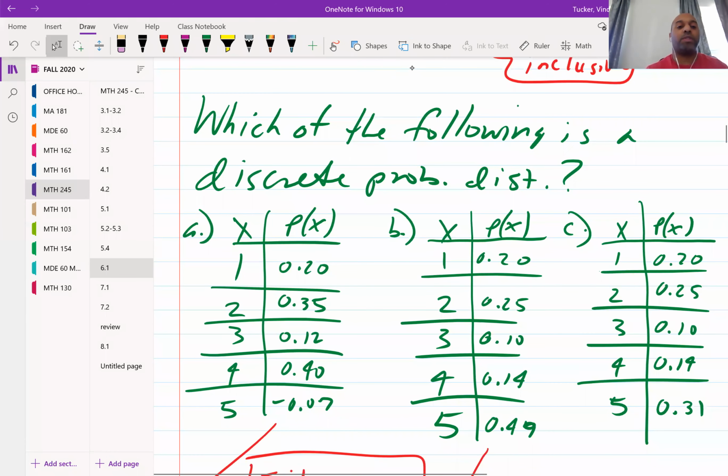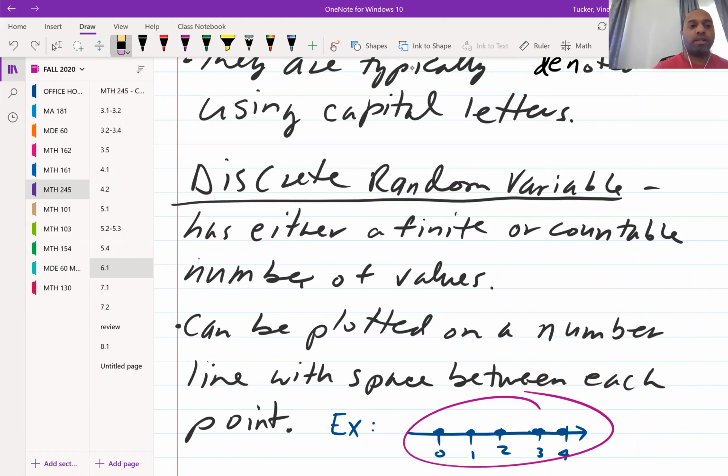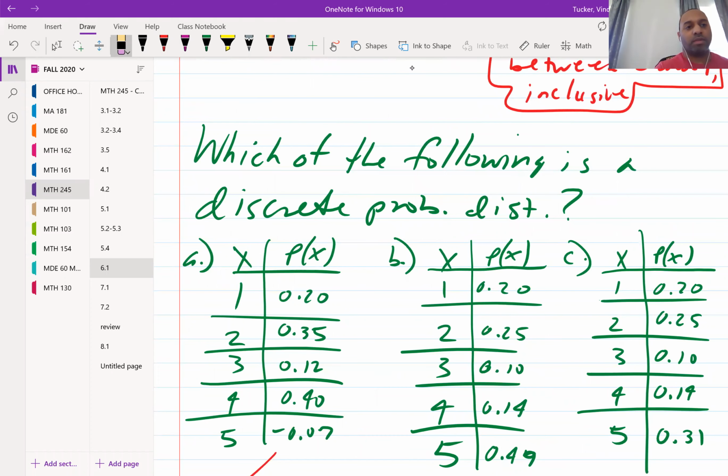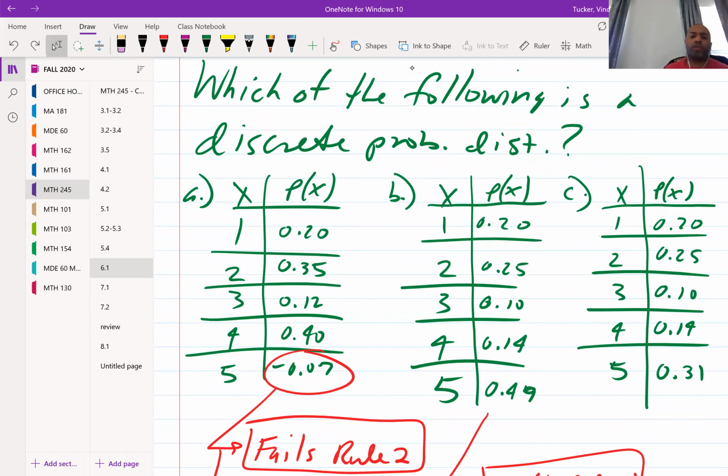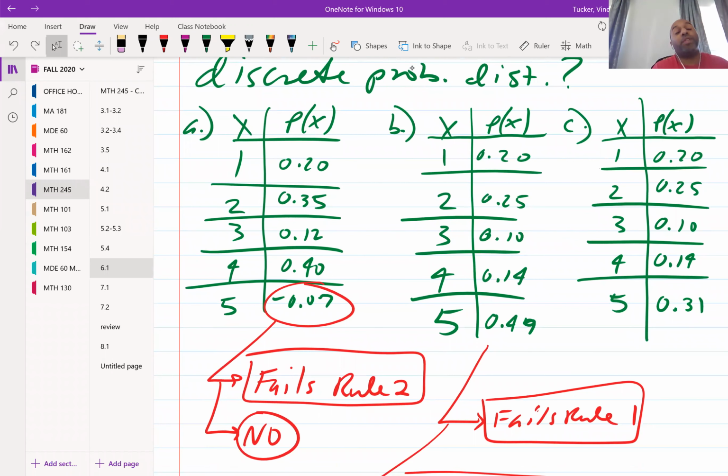So looking at the first one, I hit the wrong button. Okay, there we go. All right, so the first one fails rule 2 because we have that negative 0.7. All of your probabilities have to be in between 0 and 1, and of course, that's less than 0. So that fails rule 2. So A does not fit the discrete probability distribution.